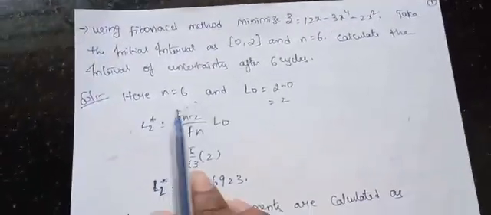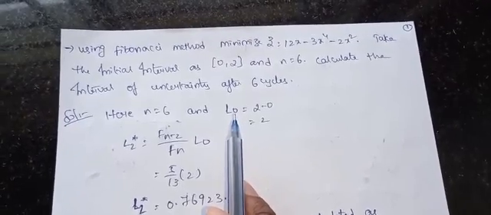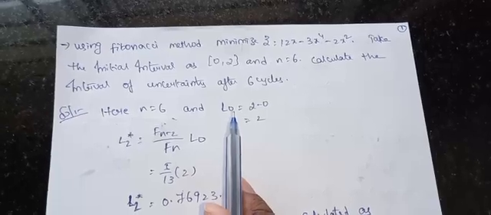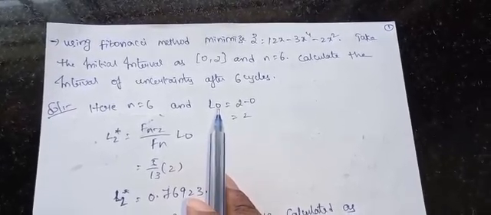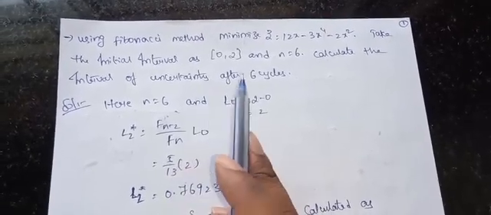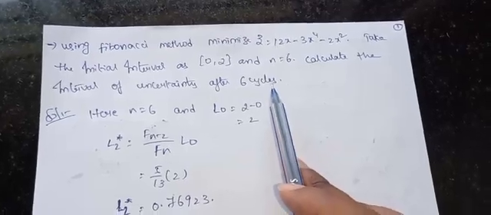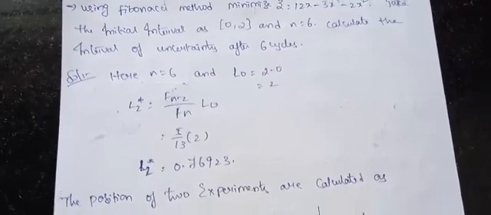So using the Fibonacci method, minimize the function z = 12x - 3x^4 - 2x^2, taking the initial interval as [0, 2] and n = 6. Calculate the interval of uncertainty after 6 cycles. In the Fibonacci method, they give the initial interval 0 comma 2 and the number of cycles, 6. So first we have to calculate L0.